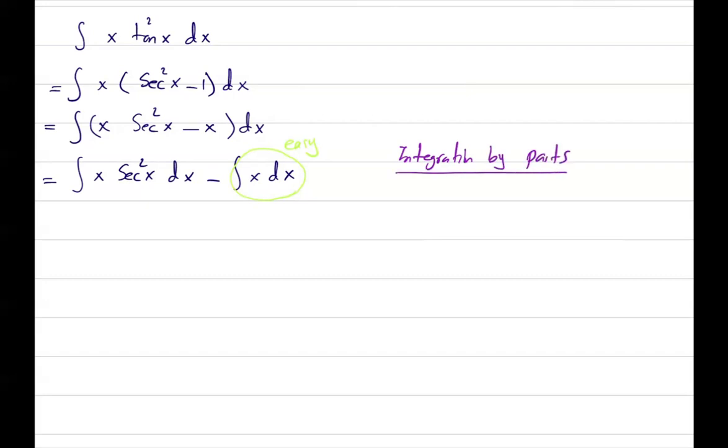In the method of integration by parts, we have the integral of u dv, which can be written as uv minus the integral of v du. So what's the choice of u and dv here? Let us take u to be x and dv be secant squared of x dx.